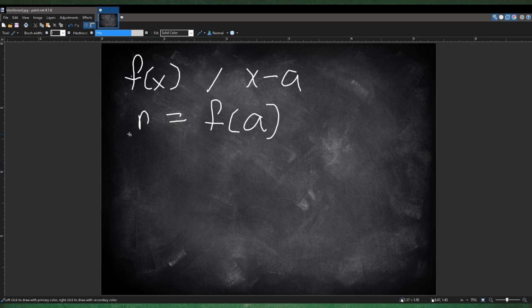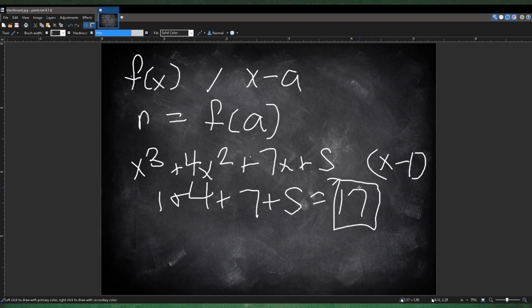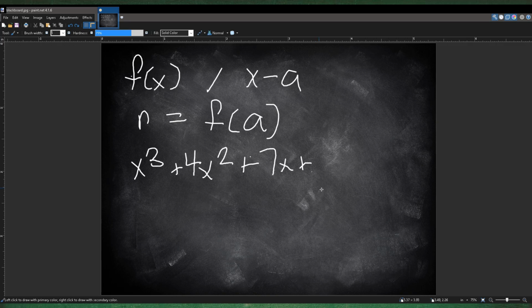So in the case that we talked about, where f of x is x cubed plus 4x squared plus 7x plus 5, and our divisor is x minus 1, and we want to find the remainder, you just plug in 1 into this. So you get 1 plus 4 plus 7 plus 5. So that's 5, 12, and 17, which is correct because we did this in long division and synthetic division in the examples before. So there's also a general way to write this.